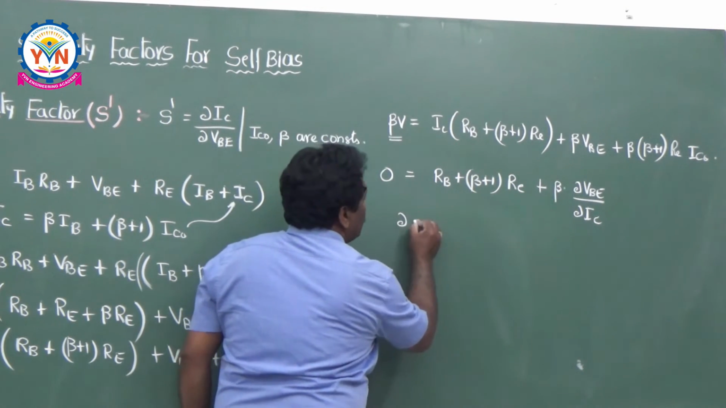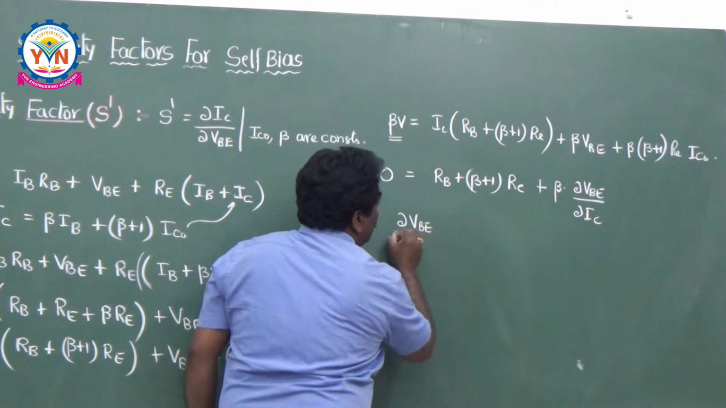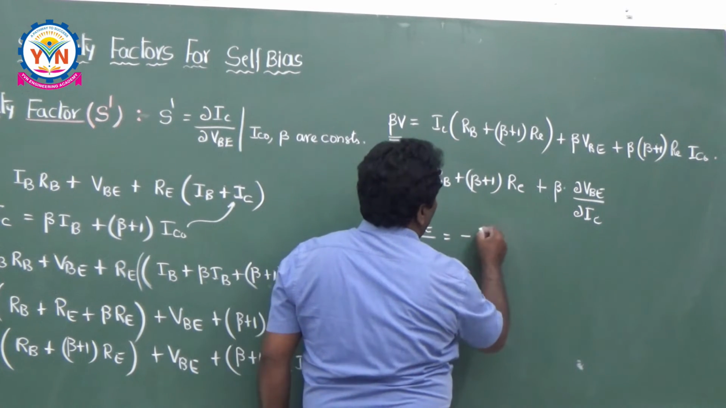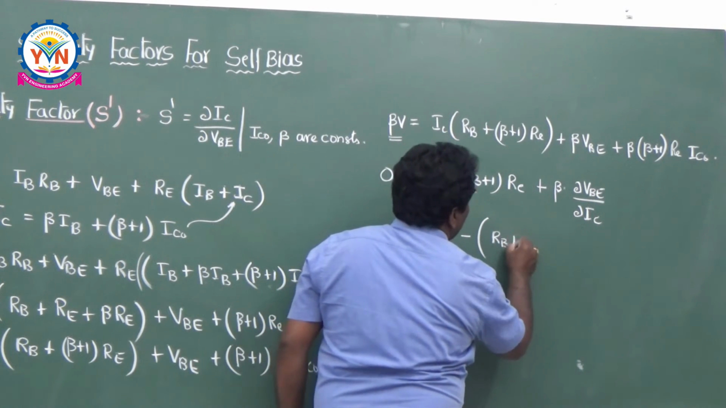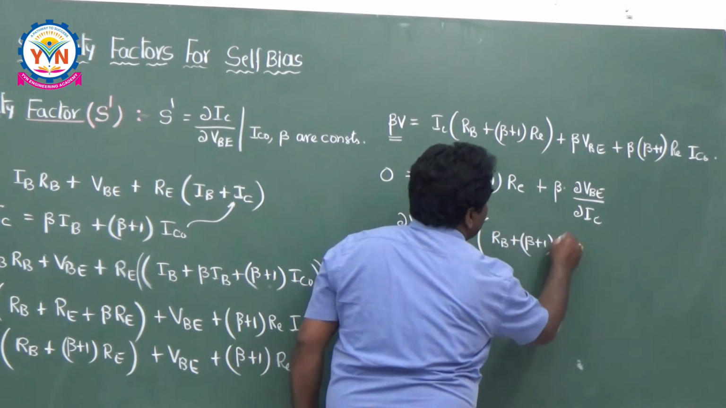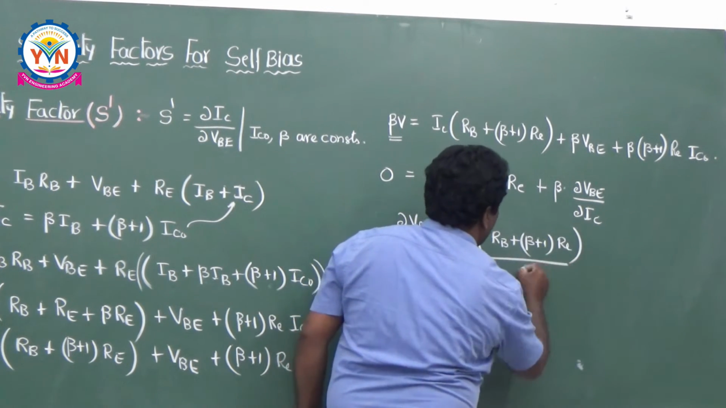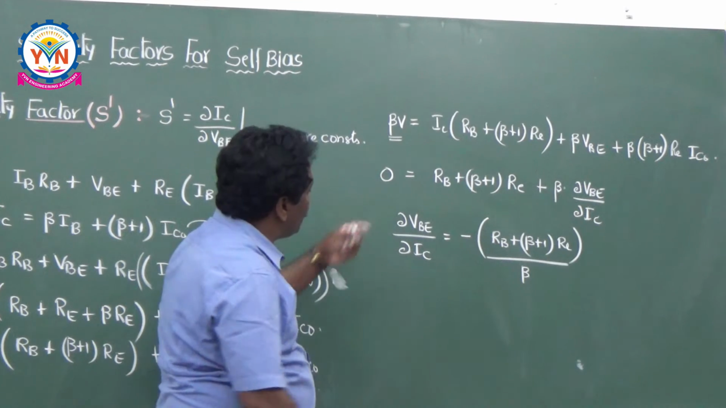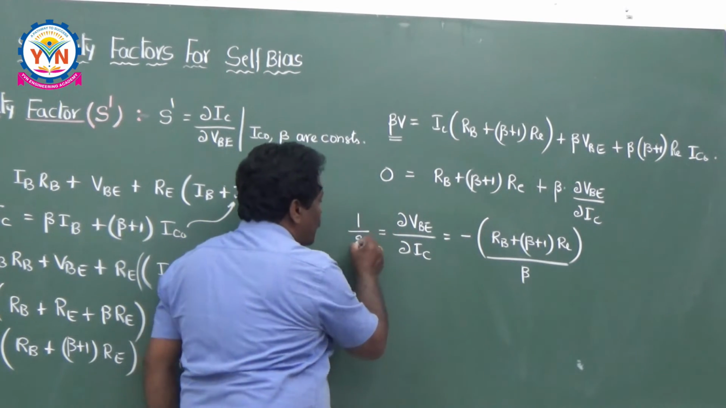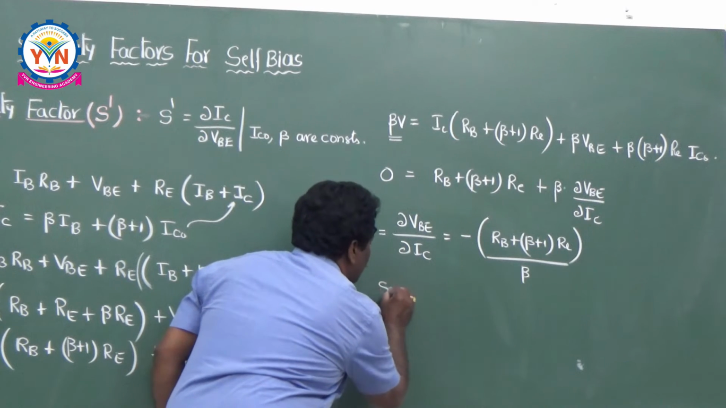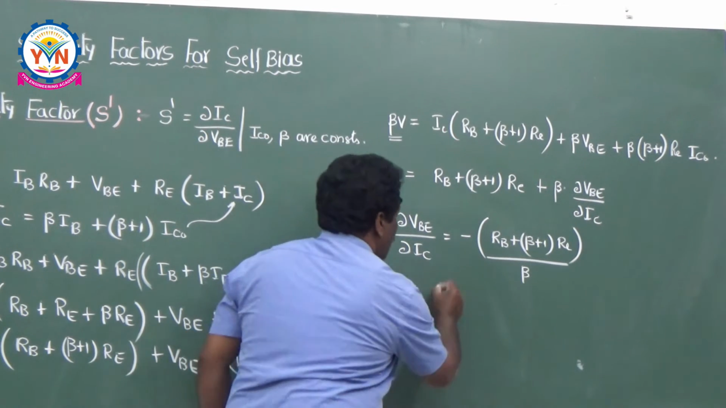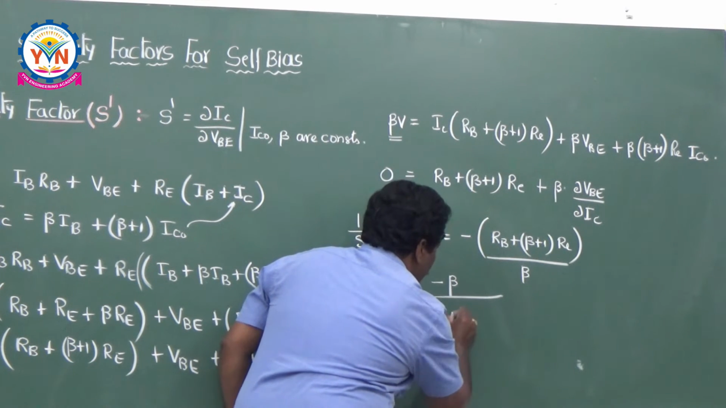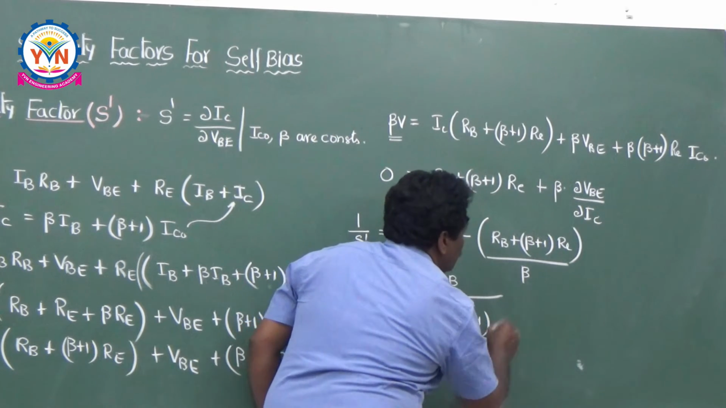Therefore, dou VBE by dou IC is equal to minus of (RB plus (beta plus 1) into RE) divided by beta. Therefore, I want the stability factor S dash. S dash means it is in the reverse direction. It is equal to 1 by S. Right? 1 by S dash. I want S dash means the reciprocal of it, S dash is equal to minus beta divided by RB plus (beta plus 1) into RE.